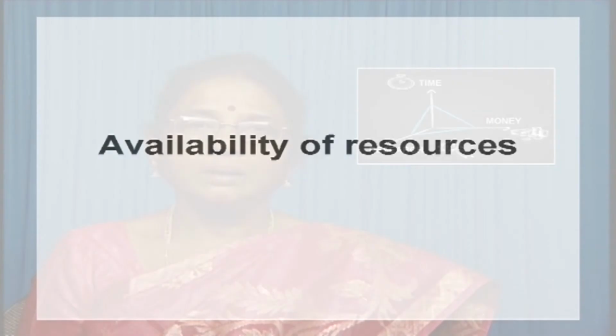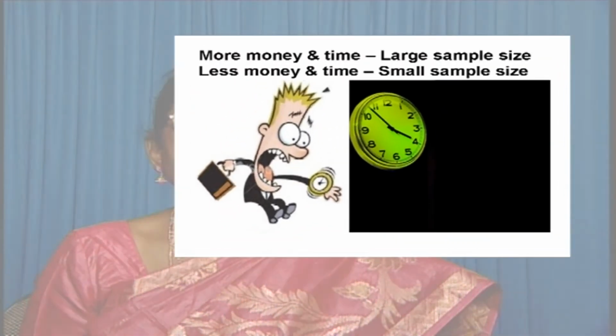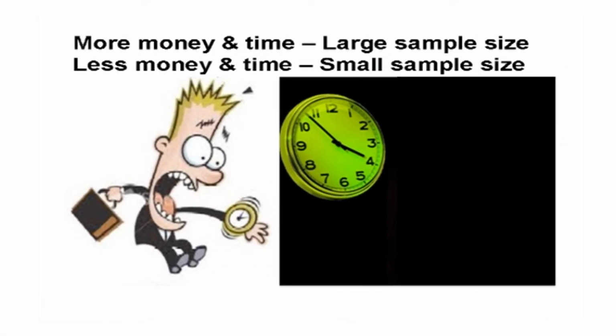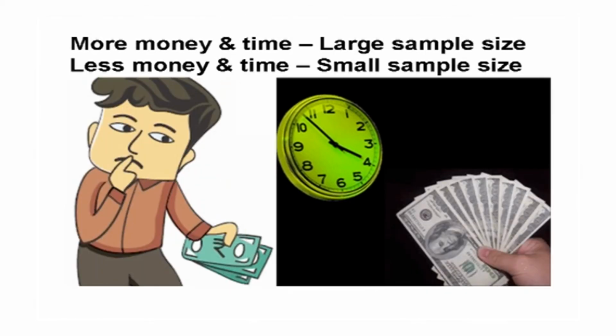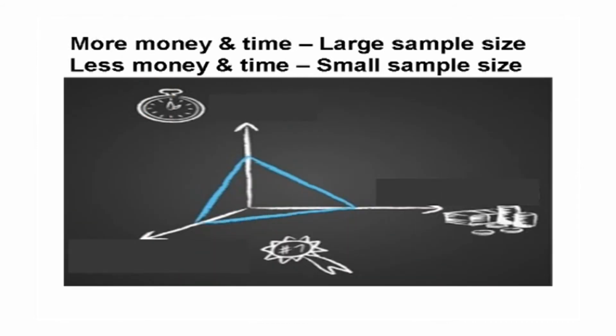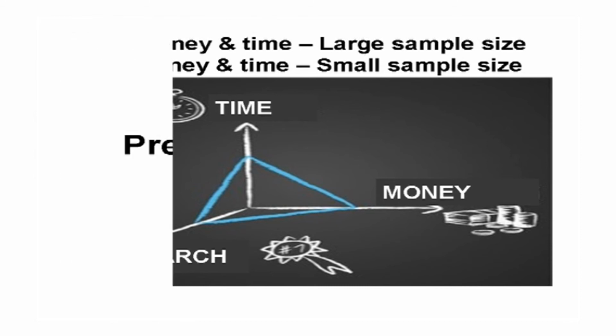Availability of resources. The time and the fund available for the researcher are important criteria in deciding the sample size. If the researcher has more fund and more time, then he can afford a large sample size. But if the researcher has less money and less time, he cannot opt for it.